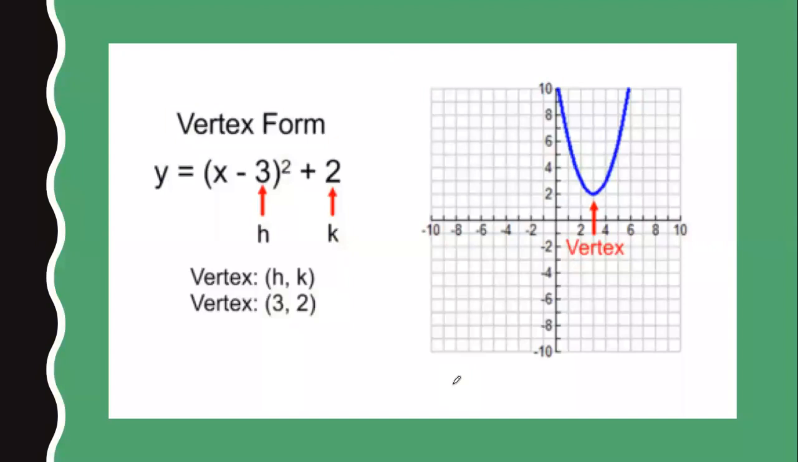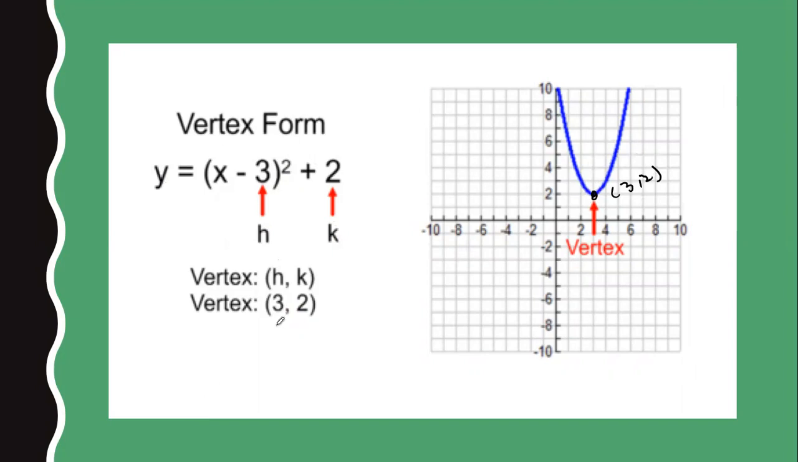All right, so looking at a graph, when I look at the vertex here, the vertex is at 3, 2. So when I put it in my equation, it'll be x minus 3, because the h is positive 3, and it'll be plus 2, because the k is positive 2. Because my vertex is at 3, 2.